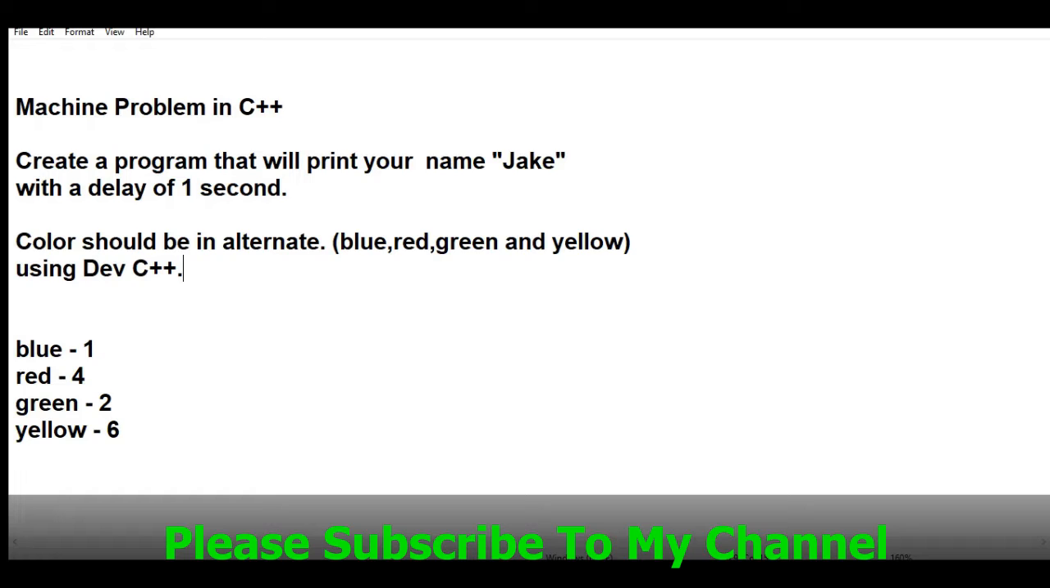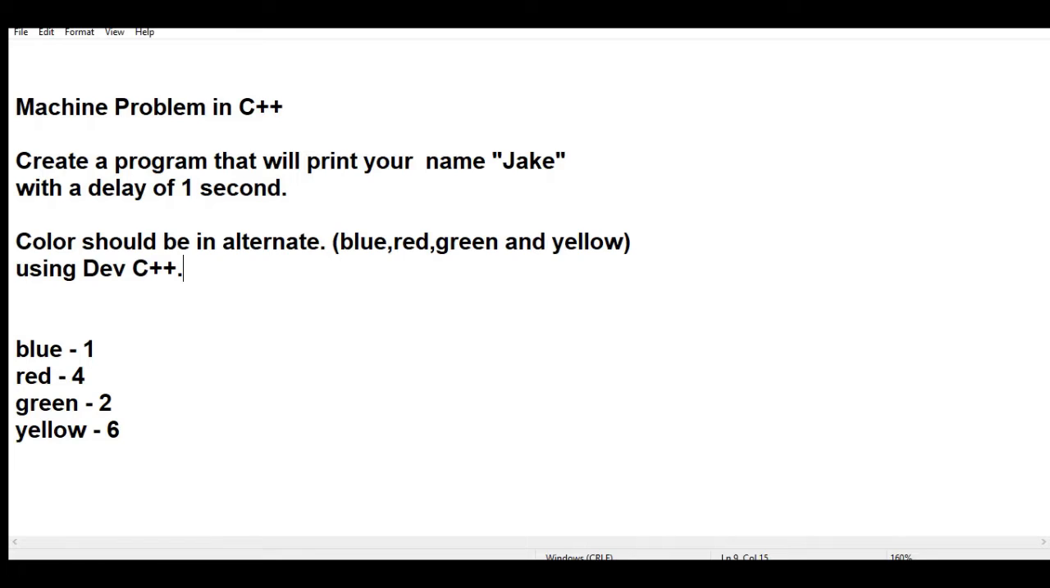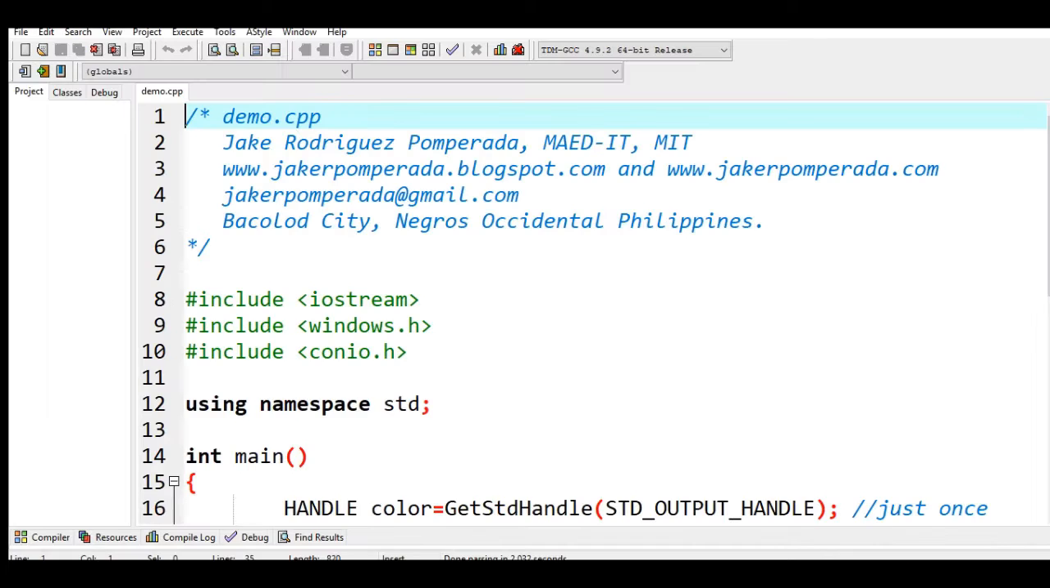Dev C++ is one of the most popular integrated development environments for writing C and C++ programs. Personally, I have been using Dev C++ for more than 12 years already, in my classes and in my projects. Here, the color blue is represented by the numerical value 1, red is 4, green is 2, and lastly yellow is 6. Okay, so let us go with the code.